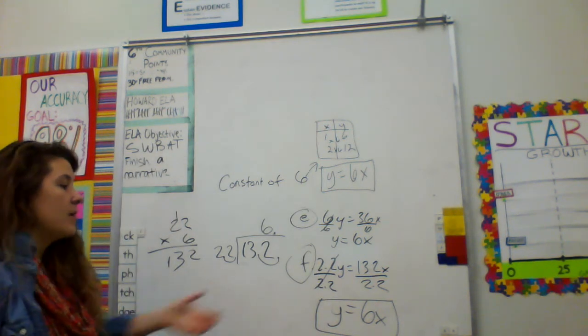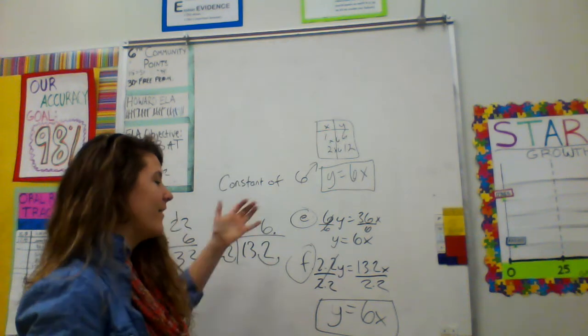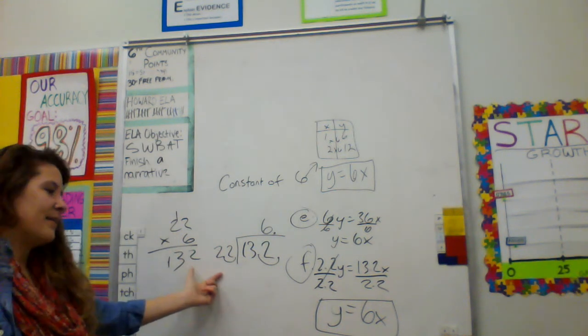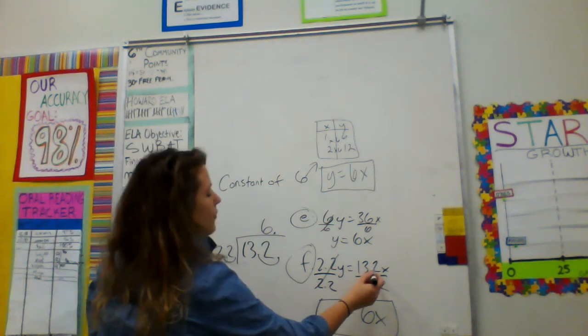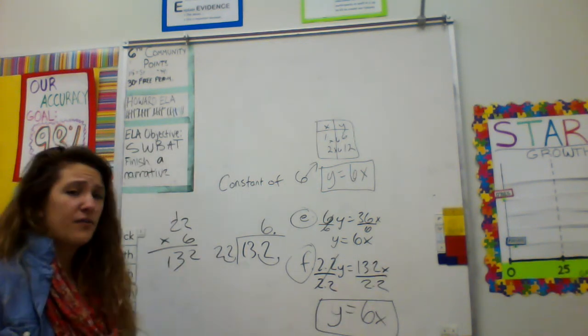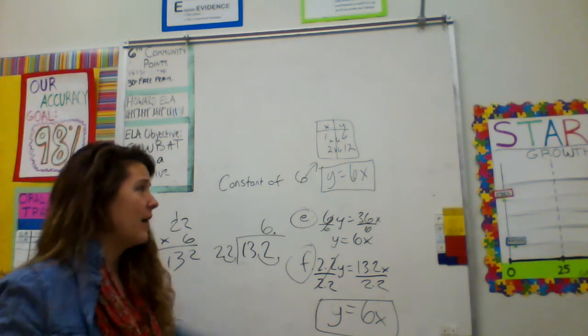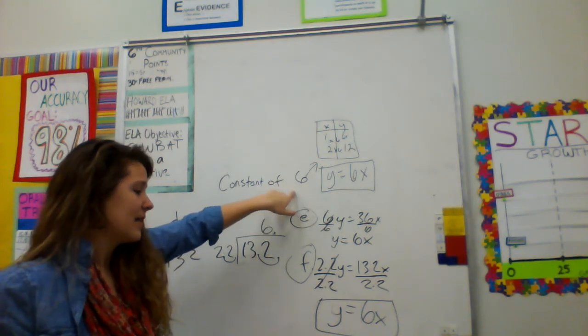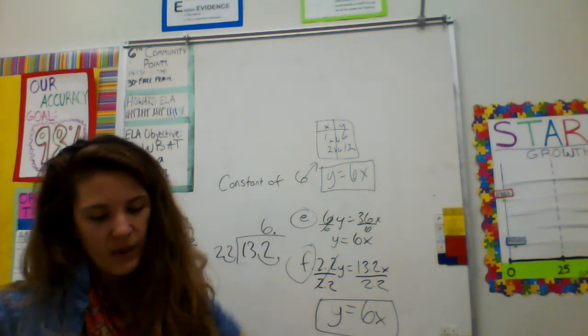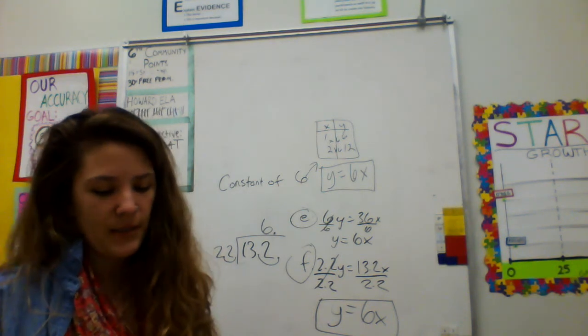For this one, it may seem scary because there's decimals, but it's just 132 divided by 22 because I ended up moving both these decimal points over one time. And it goes in perfectly 6 times. That's the only one I would try because I know I'm looking for a constant of 6. So E and F as well as B are the correct answers.